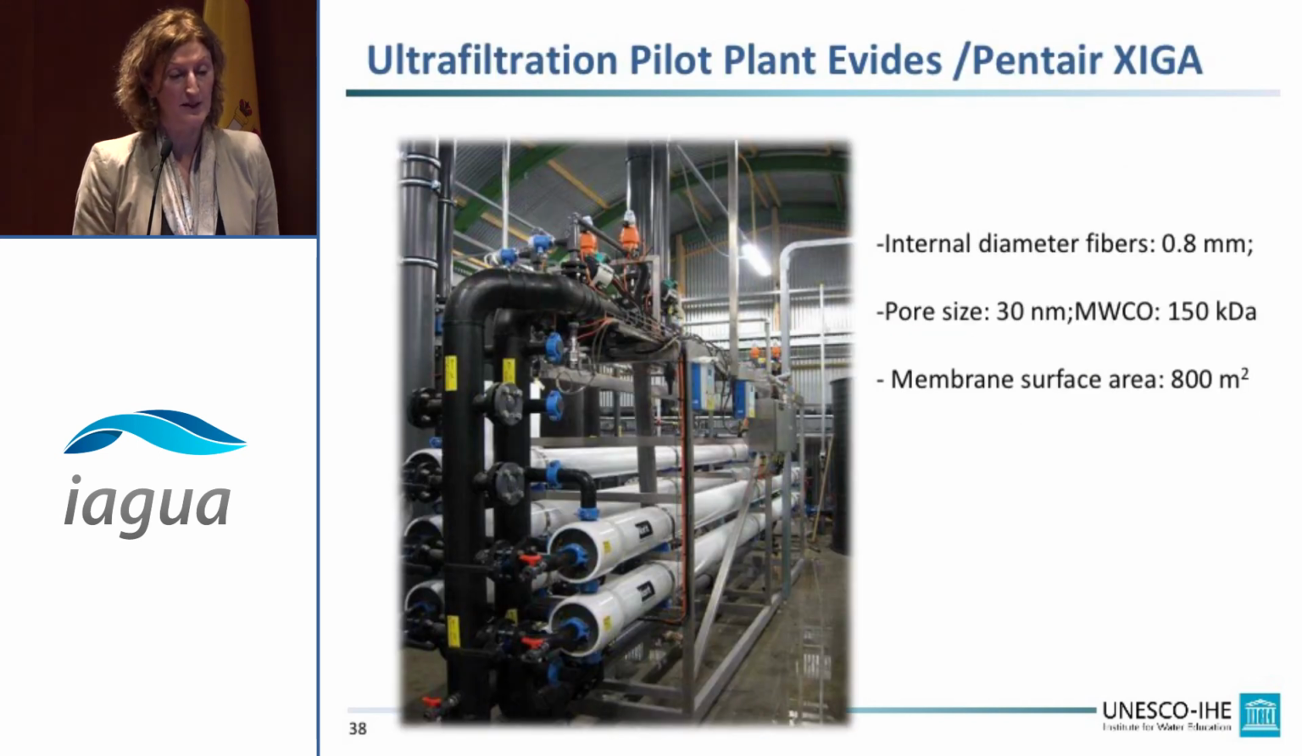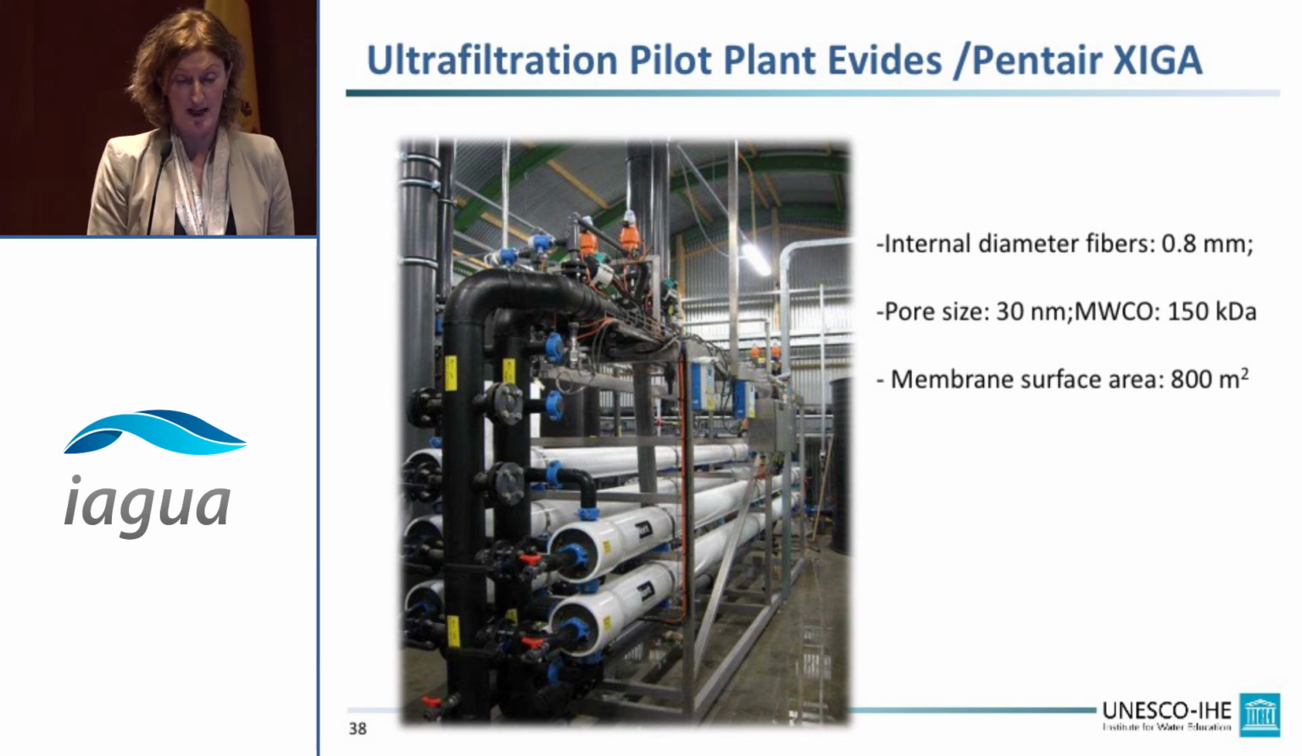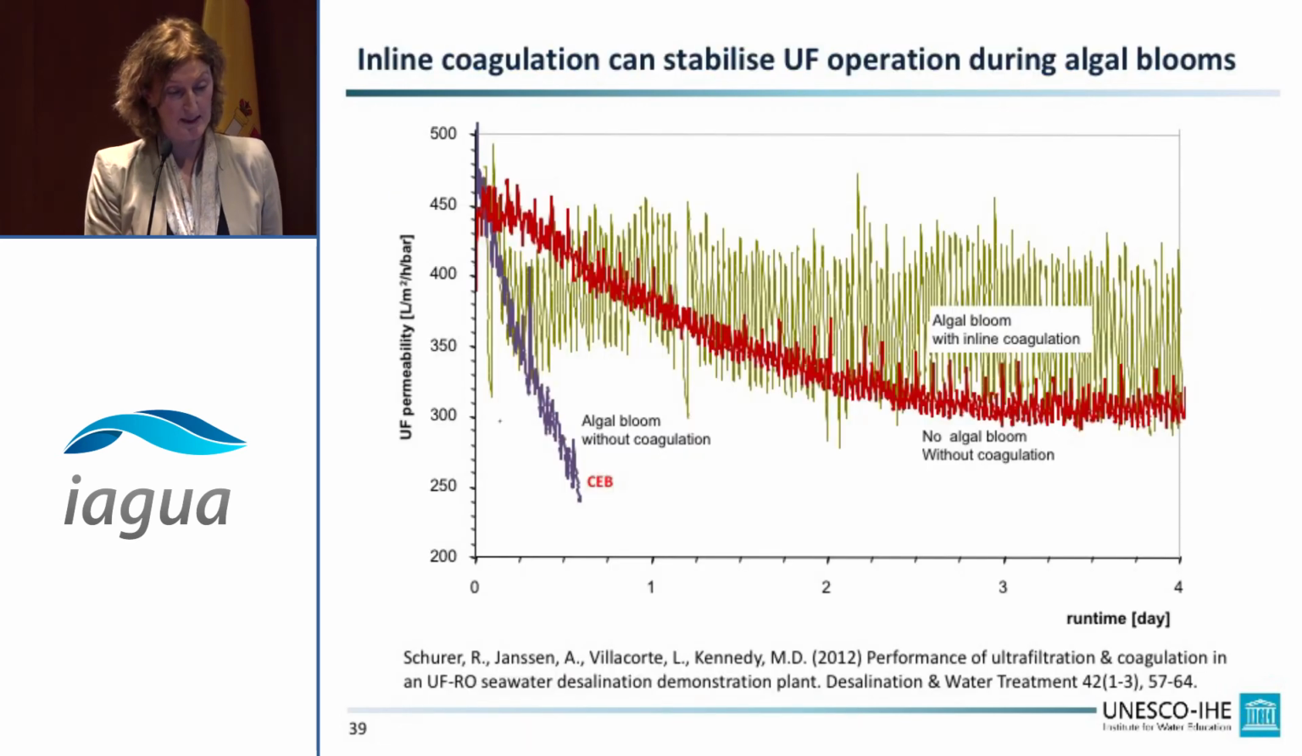Now, the plant was an ultrafiltration system provided by Pentair. It's their standard system for seawater with a molecular weight cutoff of 150 kilodaltons. The RO in this system was a Dow. It was a 2-pass Dow seawater reverse osmosis system. Here I'm showing you some results from this plant.